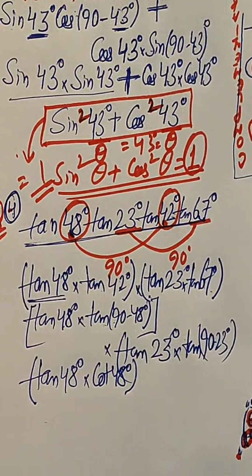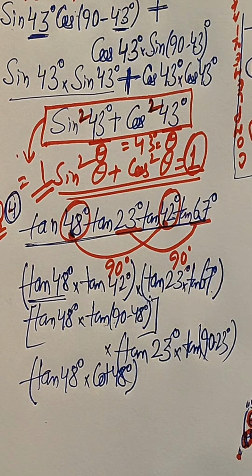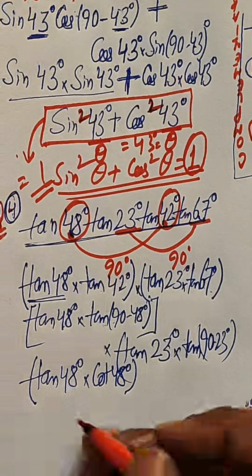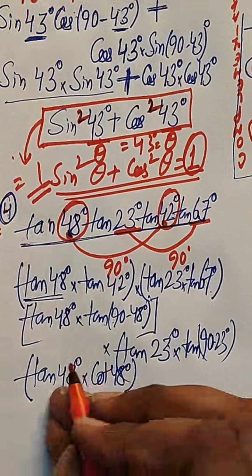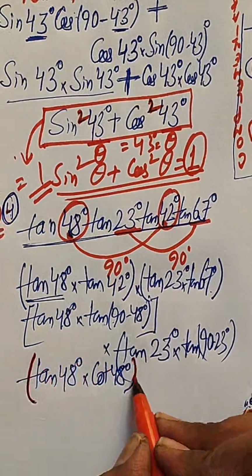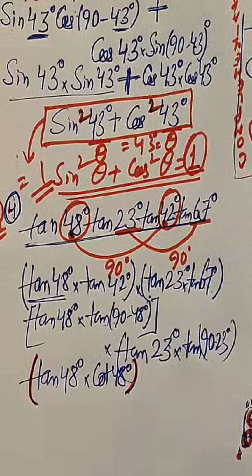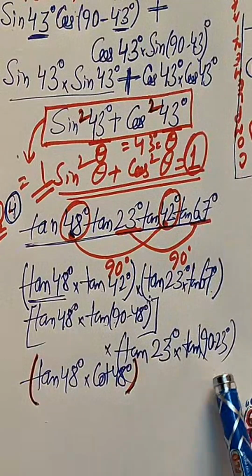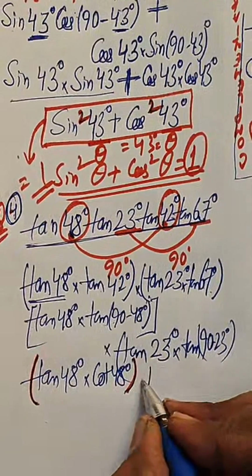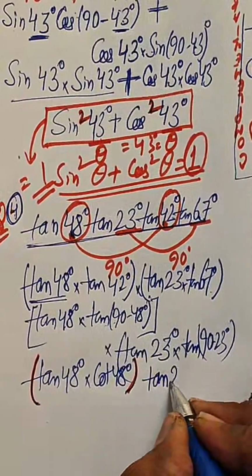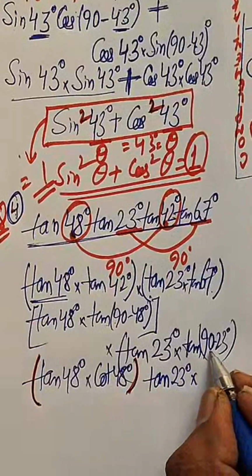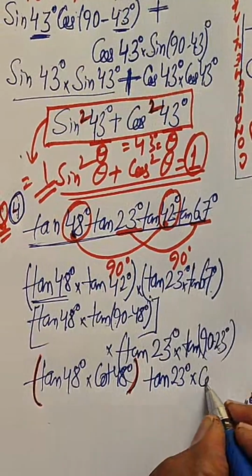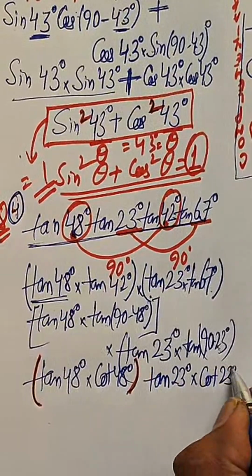So this will give you, if you see the pair, tan 48 into cot 48, keep it in one bracket, and similarly tan 23 and tan 90 minus 23. So it becomes tan 23 and tan 90 minus 23, that is its complementary, which is cot 23, right?